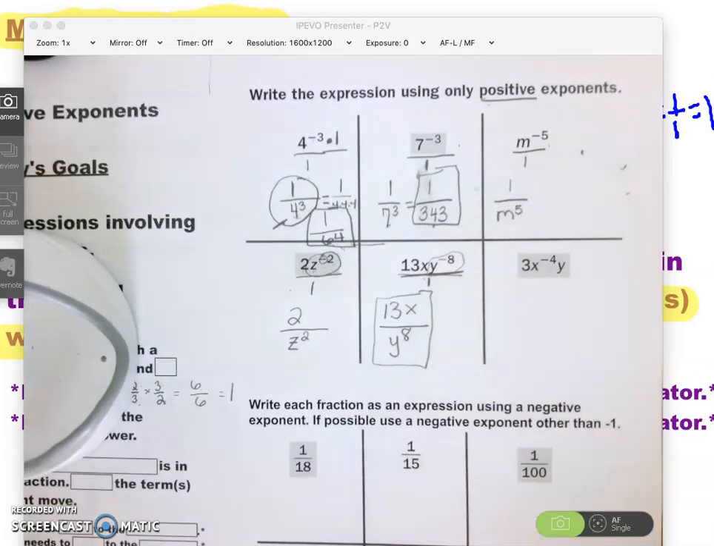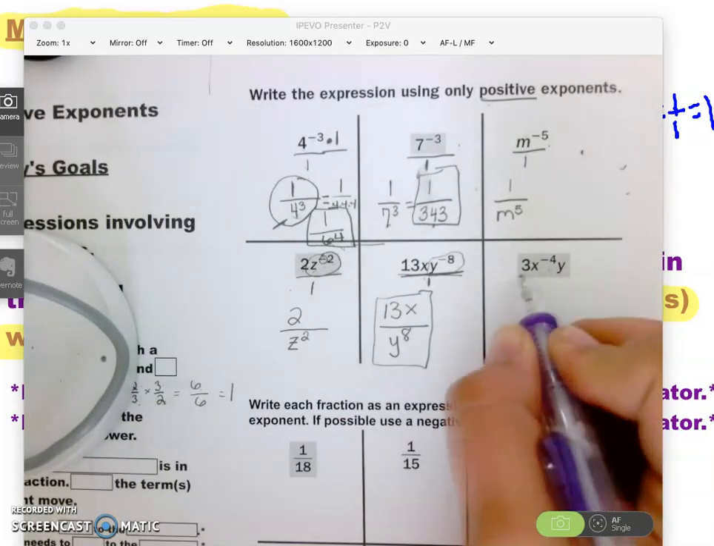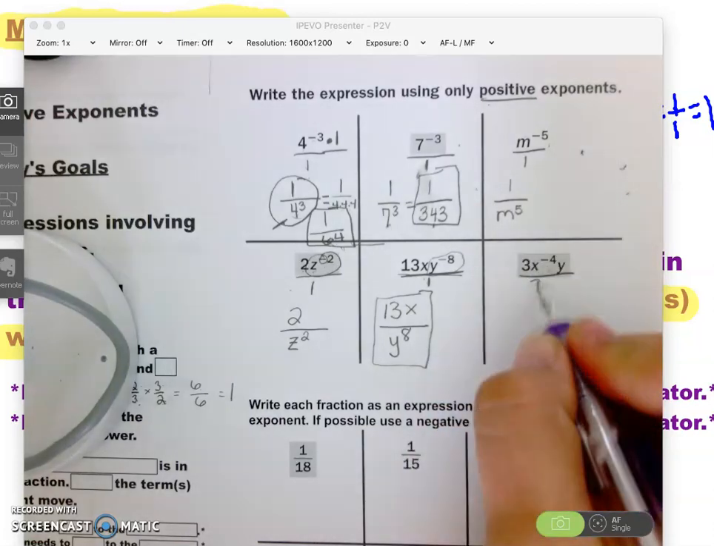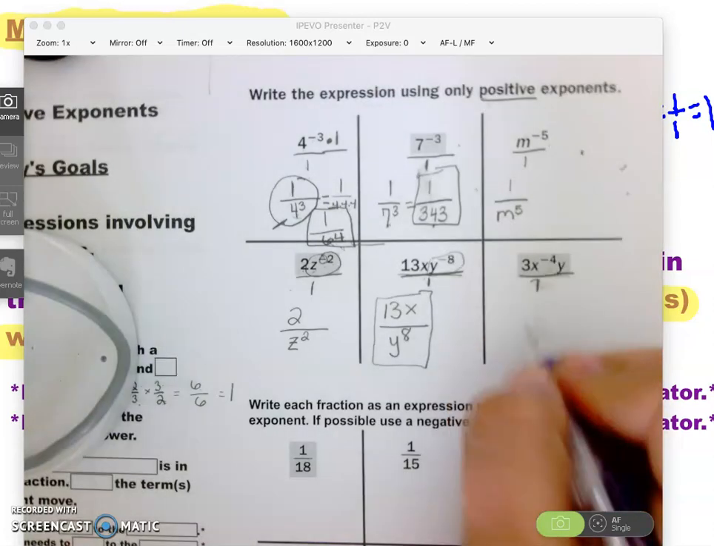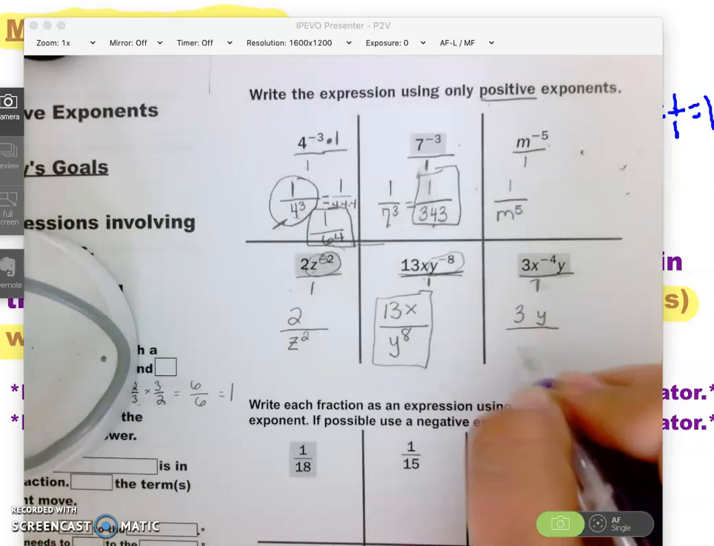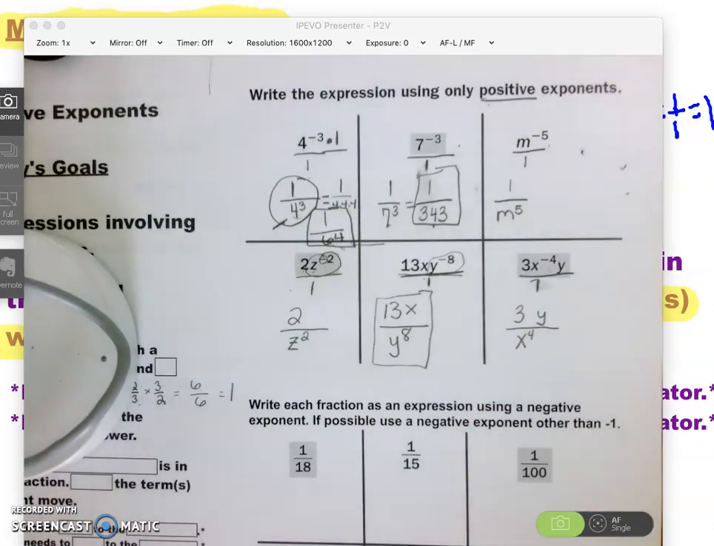There's no other operations. Here, I have 3, one on the bottom, the 3 stays on top, the y stays on top. That x to the negative 4th moves to the bottom, getting rid of that negative sign.